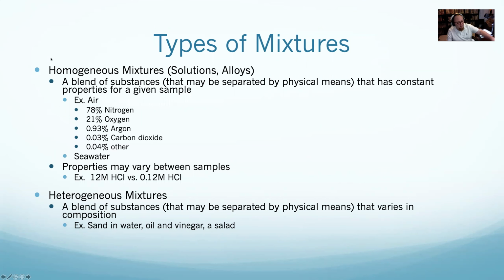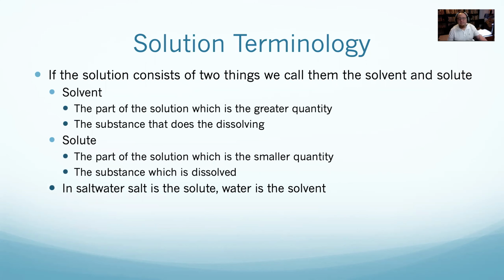Now, when we talk about mixtures in chemistry, what we normally talk about is special types of homogeneous mixtures called solutions. A solution is any time you have two things mixed together where one dissolves into the other. Let's say you're making Kool-Aid. You get Kool-Aid powder, you put it in water, you mix it up. That's a solution. You dissolve the powder into the water.